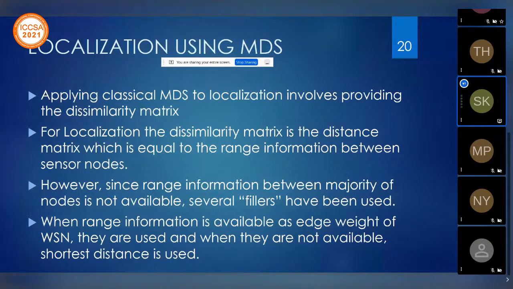However, in a normal MDS, we need the entire matrix to be filled in, but in our network graph, which is a WSN, we do not have all the distances available. We only have the distances between a few of the nodes that are within the radio range, if it's a range-based algorithm. So many of the approaches have been to find some sort of filler for the unknown distances, and shortest distance is often used.